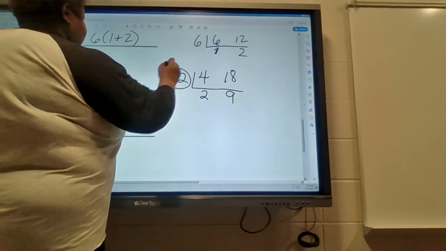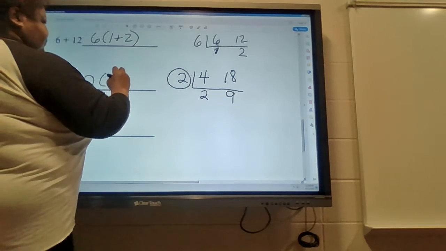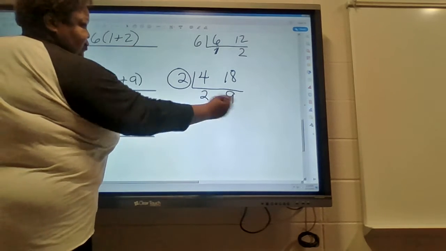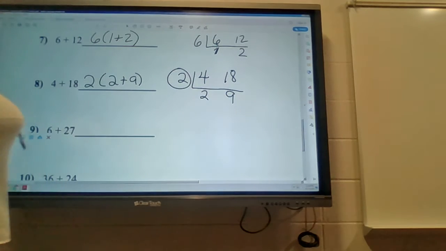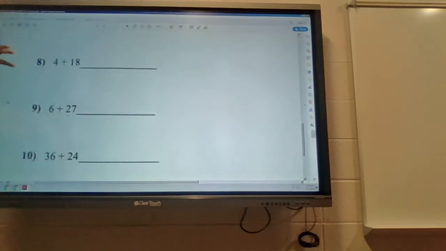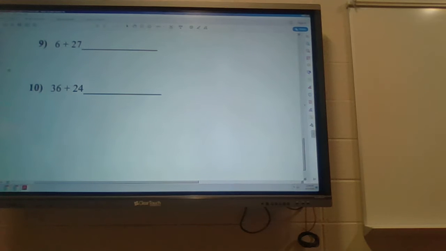So this is my GCF, which goes on the outside. And then these two numbers right here, we're one and done, because nothing goes into both of those except 1. So this is what we're looking for. Now let's go ahead and work 9 and 10. Pause the video, work 9 and 10, and then we're going to come back and work the last 2.